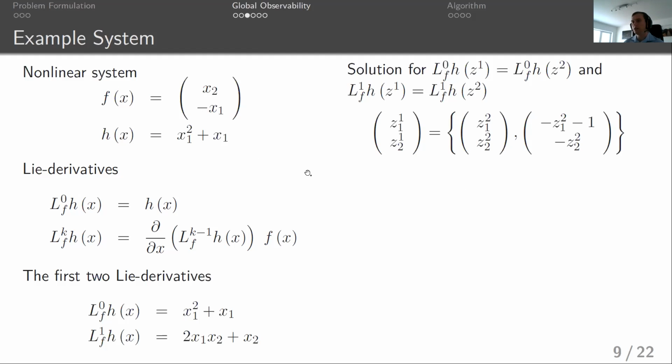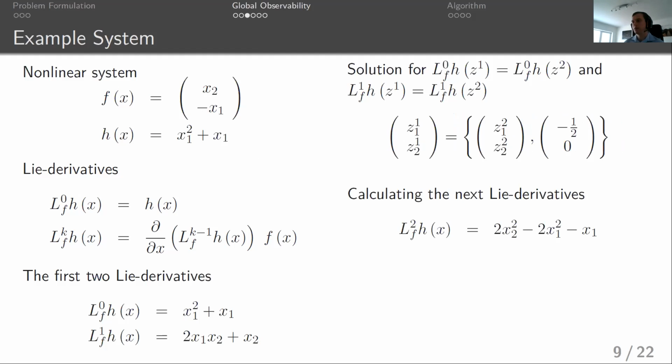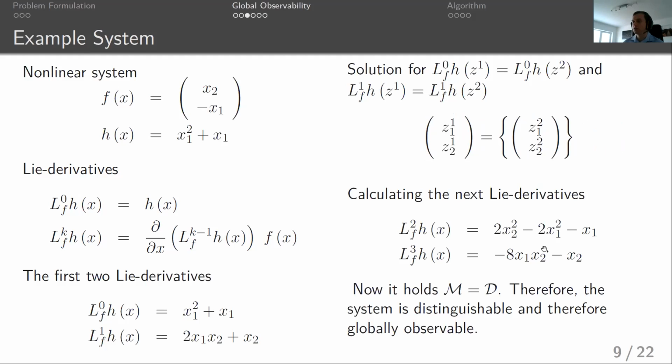If we take the next Lie derivative into consideration, then the additional set shrinks down to a single point, but still the system is not observable. Only if you take the fourth Lie derivative into consideration, then the only solution which fulfills all four of these equations is the trivial solution, and therefore now the set M is equal to the set D, and therefore the system is distinguishable and therefore globally observable.